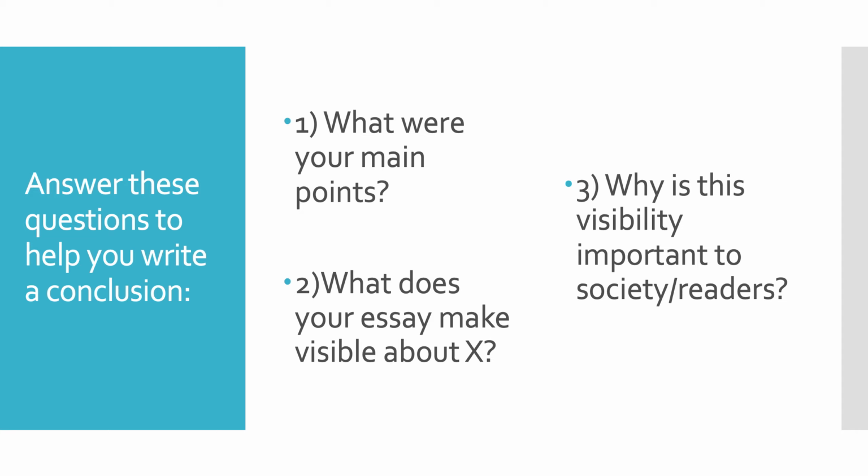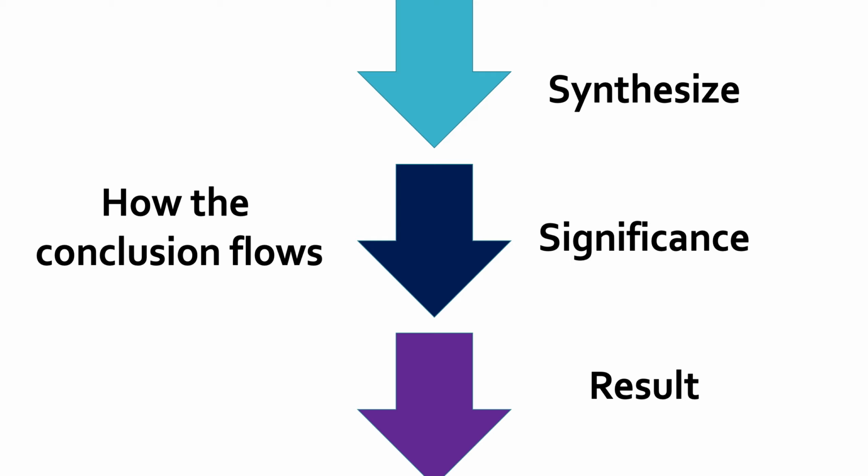And then in the third, why is this visibility important to society and readers? In other words, what's the impact? What should we now do? What should we now see? What should we now act upon? What should we pay for? What should we vote for, right? This is what you want to really hype up, because this is your last chance to show the reader that your writing matters. A good way to remember all this is this little flow chart, right?